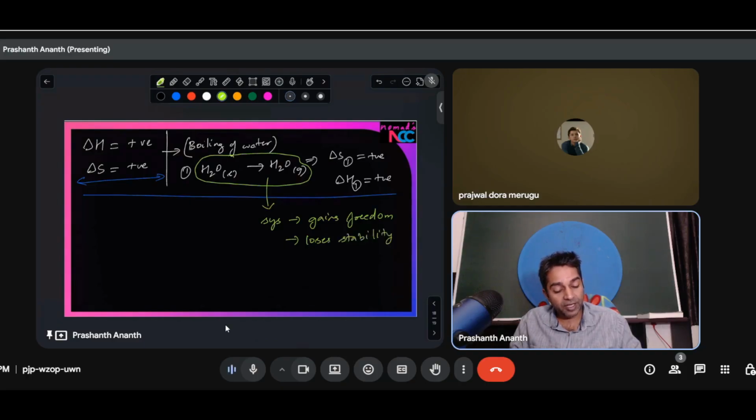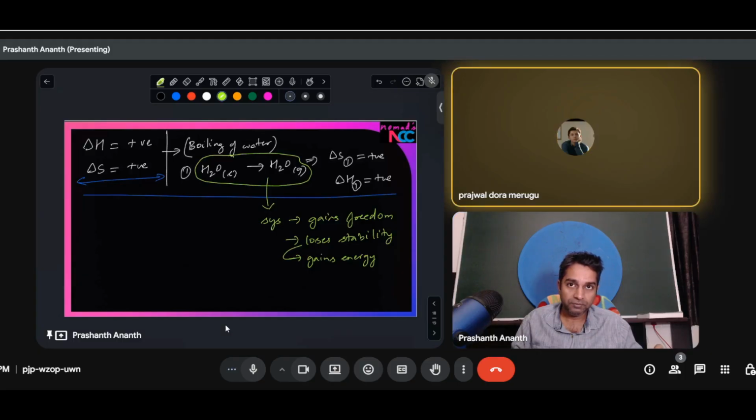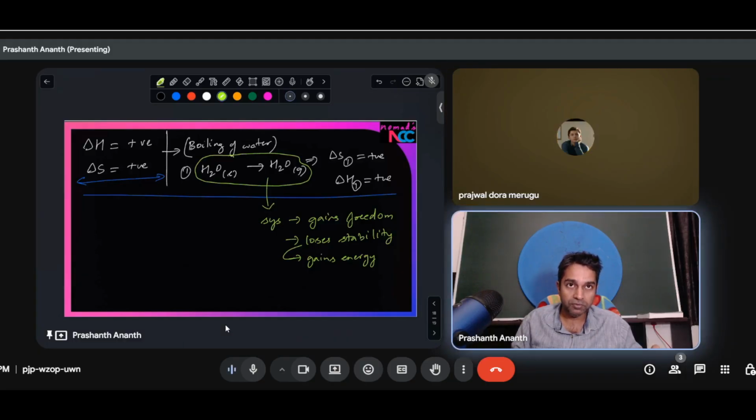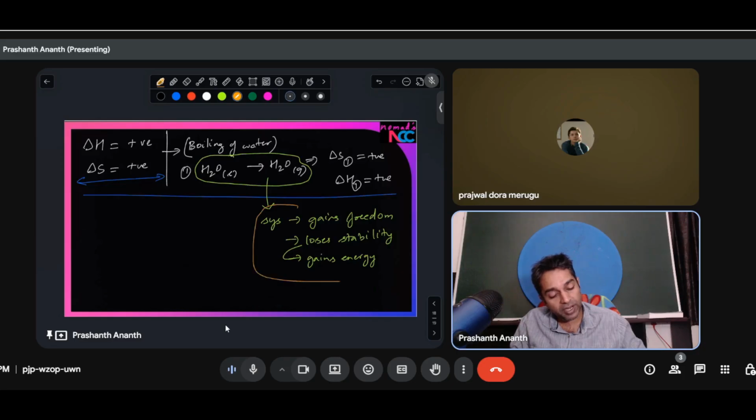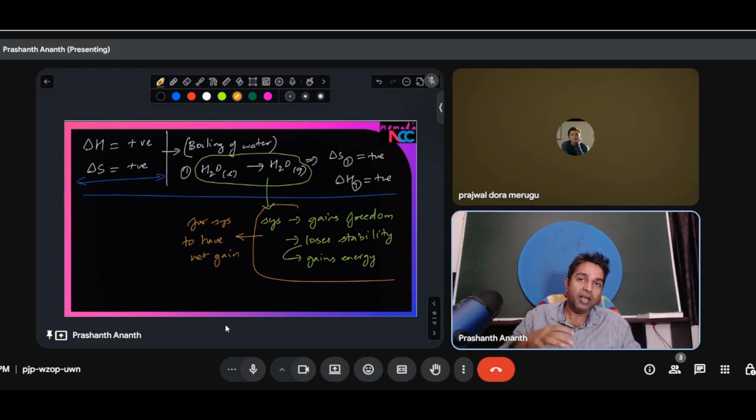Why has it lost stability? Because it has gained energy in the process. Correct? This is why it has lost stability. Fair? Yes or no? Yes, sir. Okay. So in this case, for the system to have a net gain, what does it really mean? It means the gain in freedom should be worth the loss of stability which has happened over here.